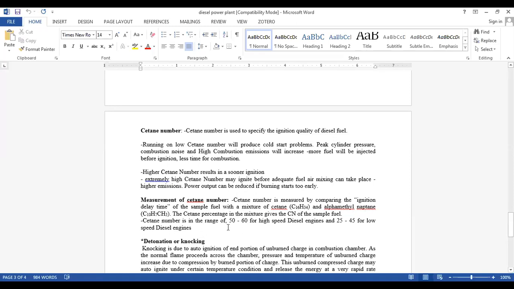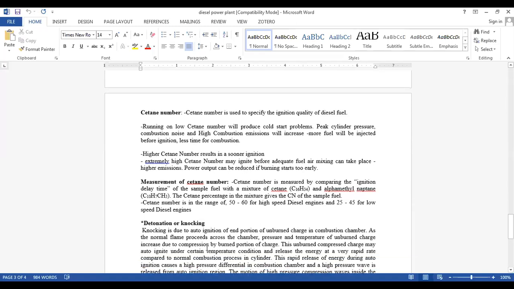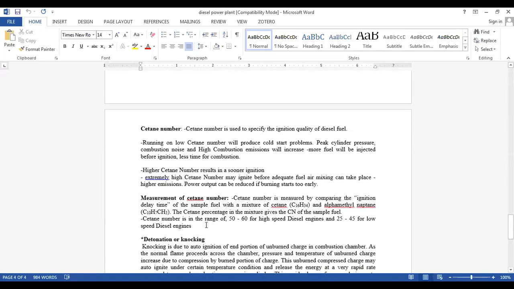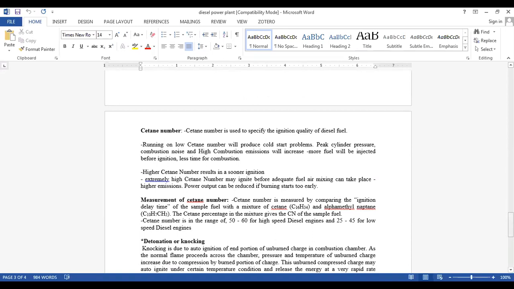So if this range is between 50 to 60, that is good for high speed diesel engines, and a good range for low speed diesel engines is 25 to 45. This is the actual range, and the sample fuel is compared with cetane and alpha methyl naphthalene, a mixture of both. Next is knocking. This term is also very important.